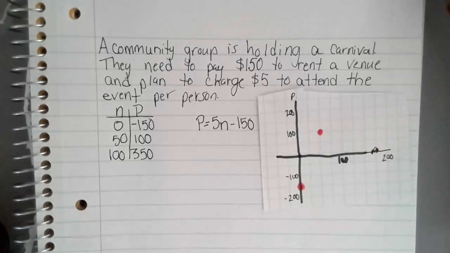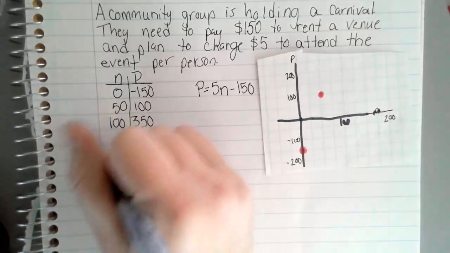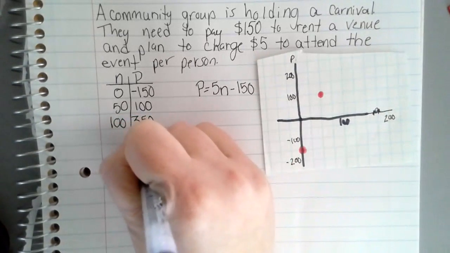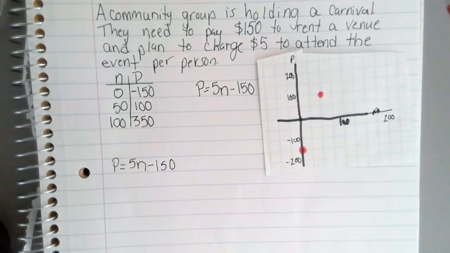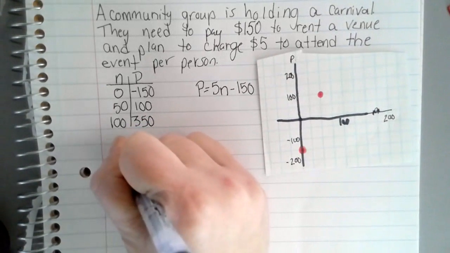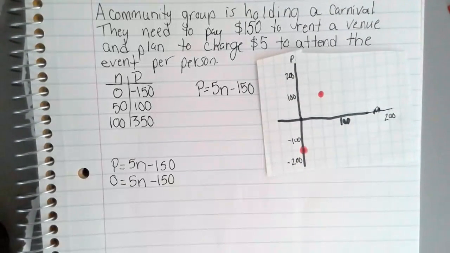Another thing that you might be asked in this particular situation is, at what point are they going to break even or turn a profit? In order to do that, we're going to take our equation, where profit is equal to 5 times however many people are attending, subtract $150, which is the fee that we're paying to rent our venue. Breaking even, our profit is at 0, so we are going to replace P by 0. So at this point, I have 0 is equal to 5n, subtract 150.